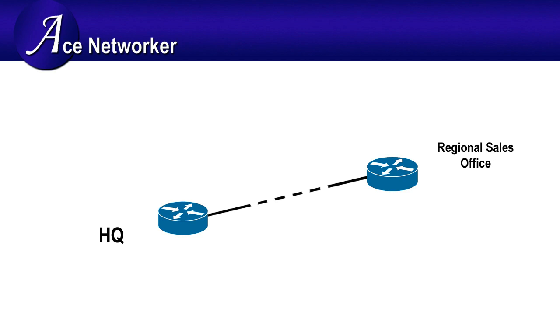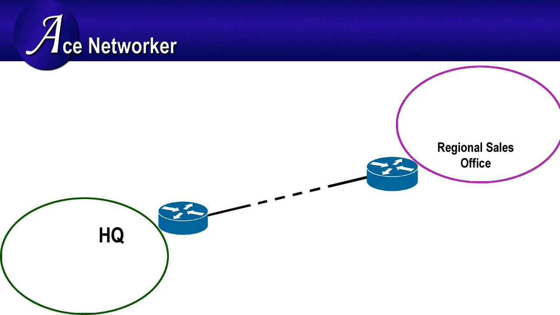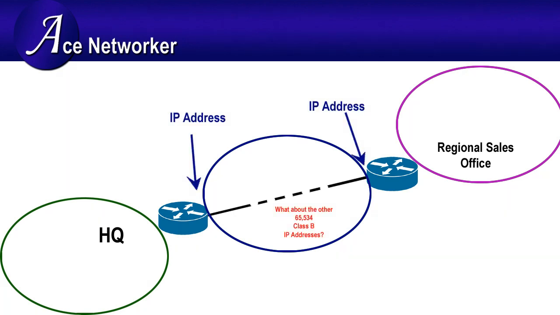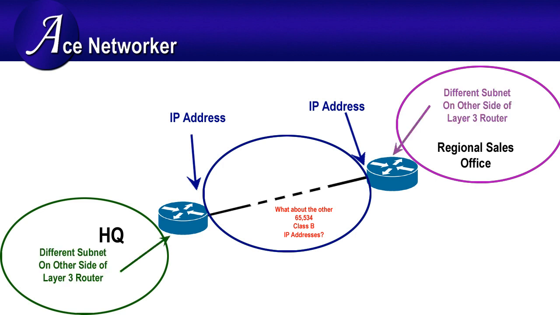Take, for instance, an example wherein you have a corporate headquarters and a regional sales office. You will need 3 networks to connect each of these. One for the headquarters, one for the regional sales office, and one for the actual network link between the 2 locations. If you used classful addressing, you would only have 1 network available. What now? Buy 2 more Class Bs?